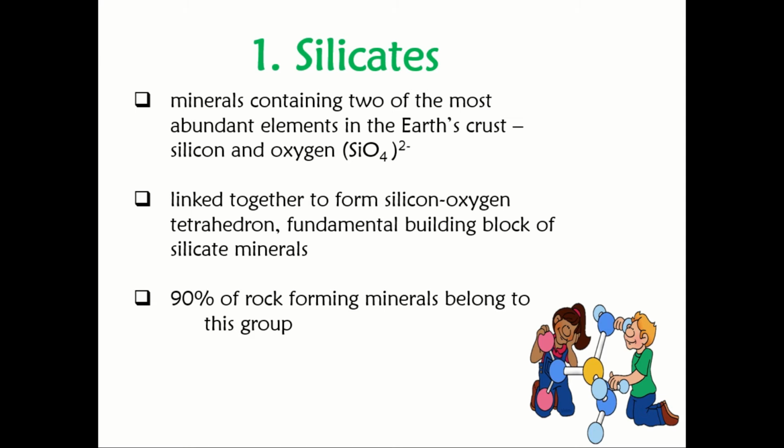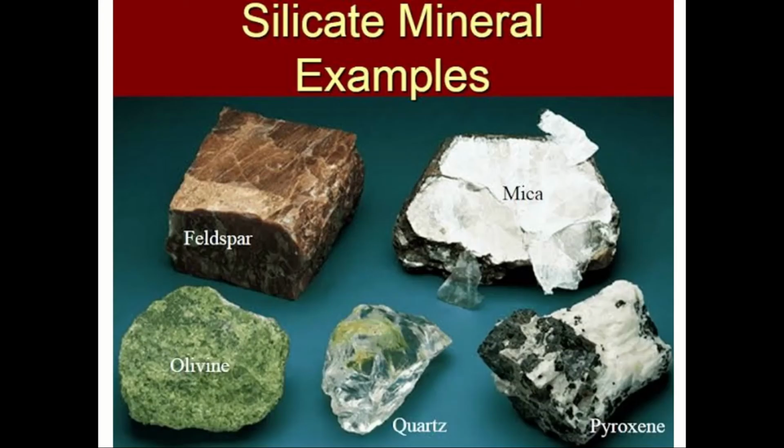So what are the examples of silicates? We have here feldspar, olivine, quartz, mica, pyroxene. These are just a few examples of silicate minerals. Of course, as I have said, minerals are usually used for accessories, construction. Minerals are also used as raw materials for other products.